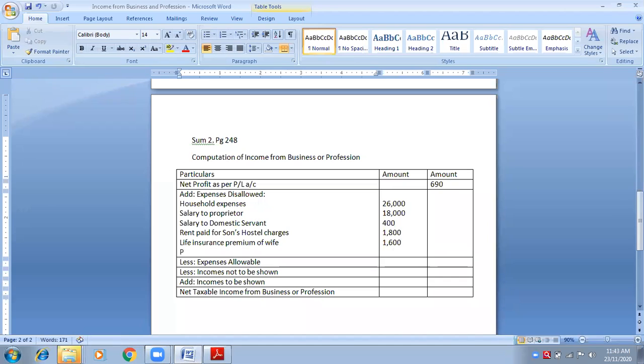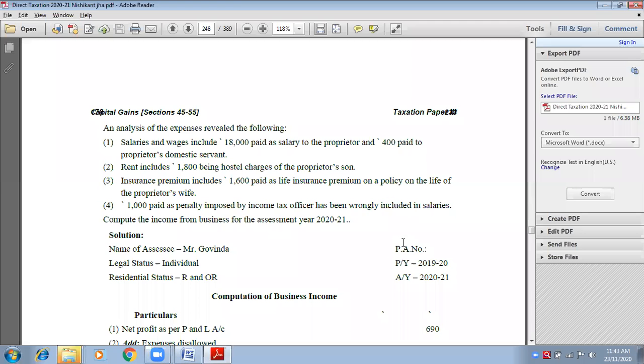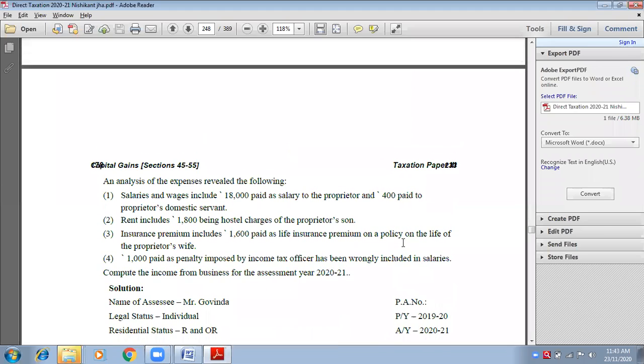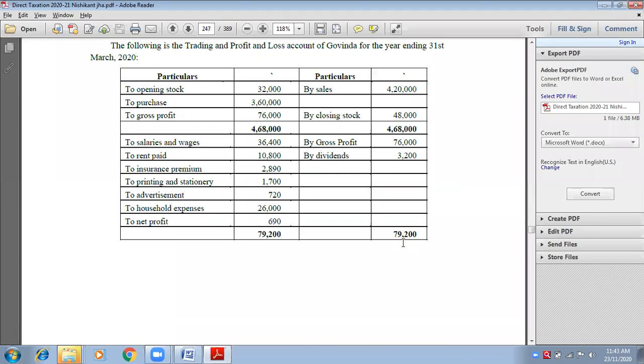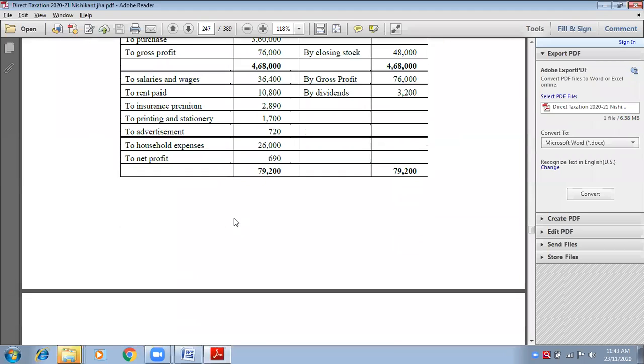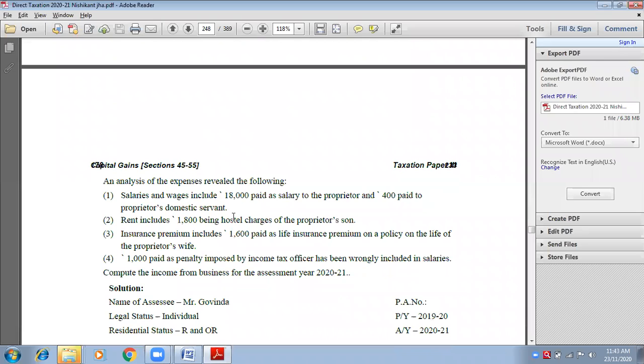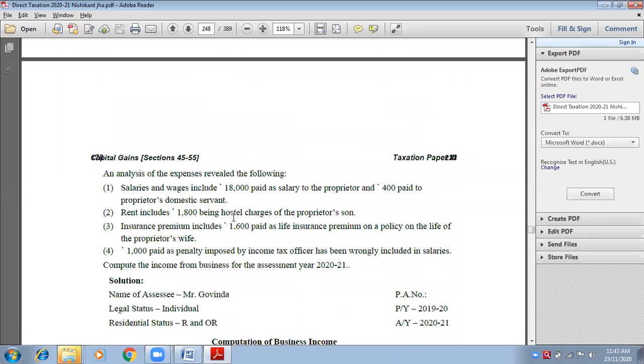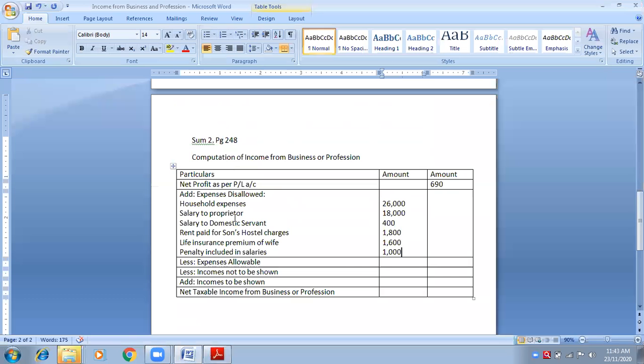Tell me, what will we write here? Penalty included in salaries, and that we need to discard. How much is the penalty? 1,000. Okay. I hope the debit side and adjustments are done. See, only on the two sides you have to look: one on the debit side and next on the adjustment side. Everything done? Yes, ma'am.